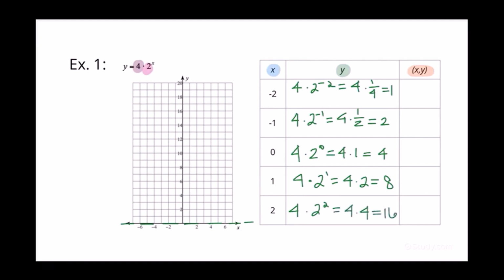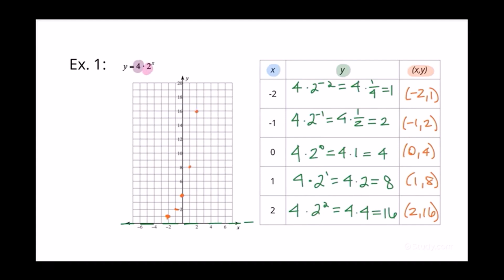To create our ordered pairs, we have the ordered pair -2, 1. We have -1, 2. We have 0, 4. We have 1, 8, and we have 2, 16. I'm going to go ahead and put all those on the graph. We have -2, 1, -1, 2, 0, 4, 1, 8, and 2, 16.